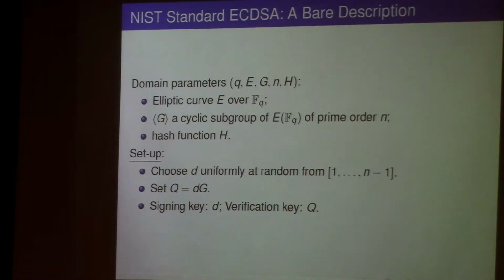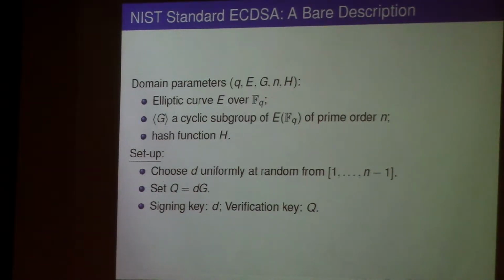And as I mentioned, cryptography would be done over a suitable subgroup of E(F_q). Let G be the generator of this subgroup. So q, E, and G, and n of course is the order of this subgroup. So these are the parameters associated with the elliptic curve. In addition, we have a hash function H. So that's the domain parameters. All users would have these domain parameters.